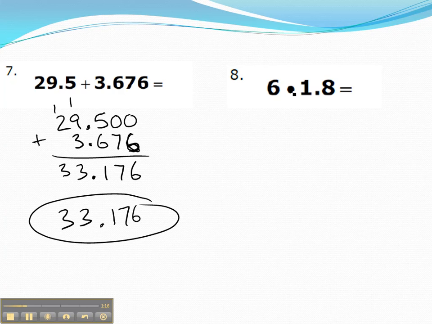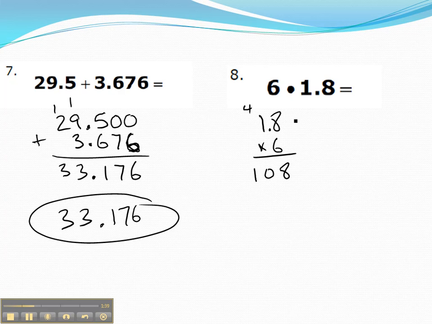Number 8, we have 6 times 1.8. The trick for multiplying decimals is to ignore the decimal. So we act like we're multiplying 6 times 18. And if I were doing that, I would set it up this way: 18 times 6. Put the decimal back in, we need it at the end, but we're ignoring it as we multiply. 8 times 6 is 48, carry the 4. 1 times 6 is 6, plus 4 is 10.